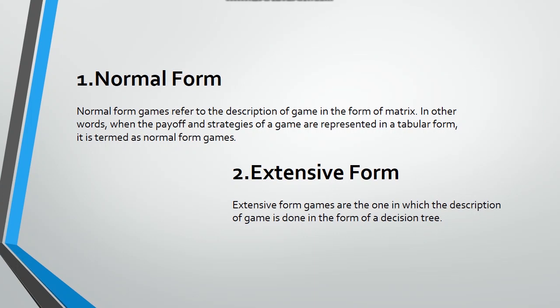outcomes. On the other hand, extensive form games are the ones in which the description of the game is done in the form of a decision tree. Extensive form games help in the representation of events that can occur by chance. These games consist of a tree-like structure in which the names of players are represented on different nodes.